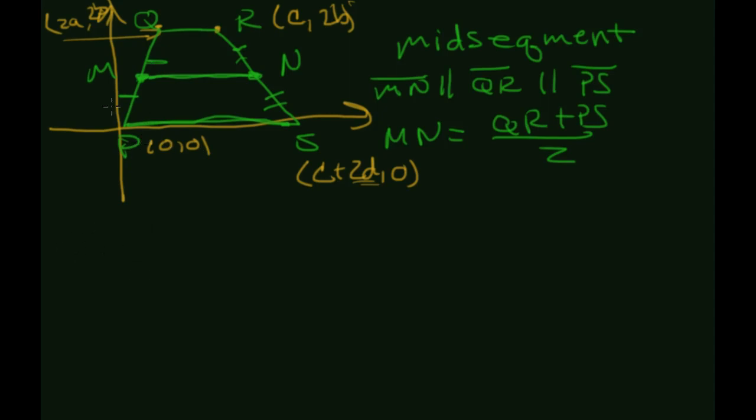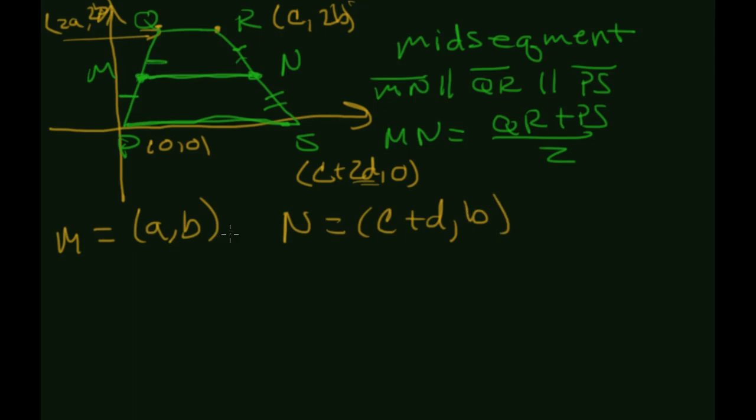So using midpoints, M has to be, well, half of 2A is A, half of 2B is B, which is M at the point A, B. N has to be, well, let's see, halfway between C and C plus 2D. Well, let's see, that's going to give me 2C plus 2D over 2. So N is going to be at C plus D. And halfway between 2B and 0 is B.